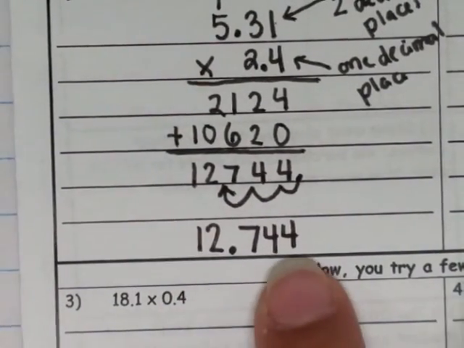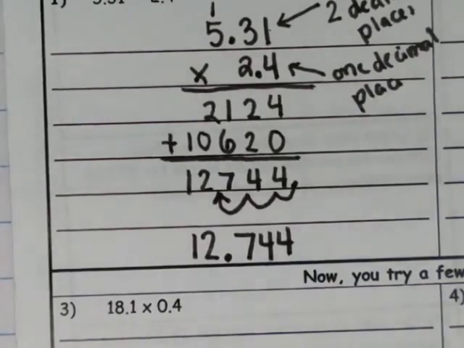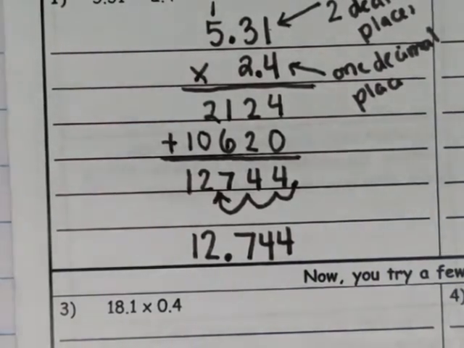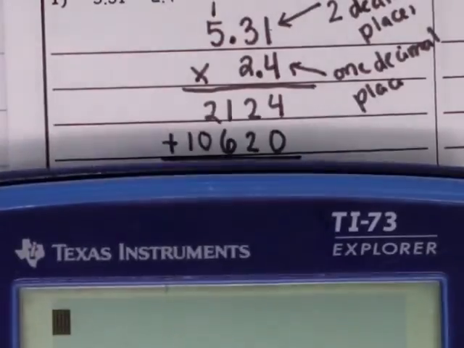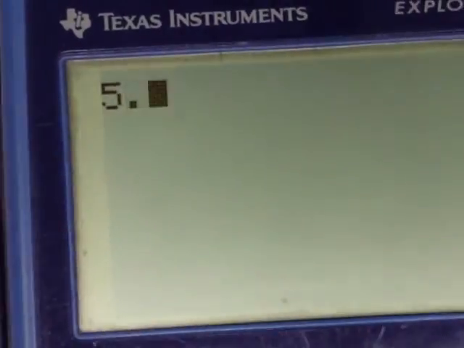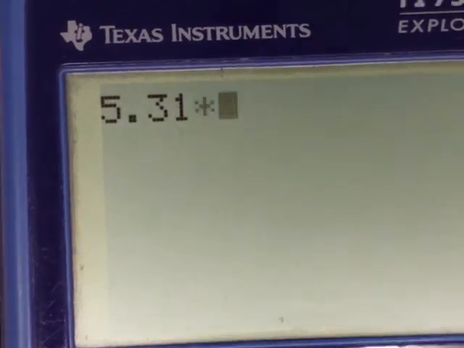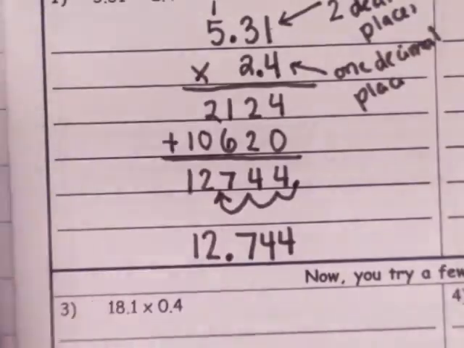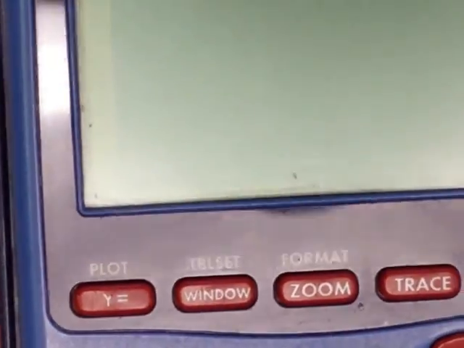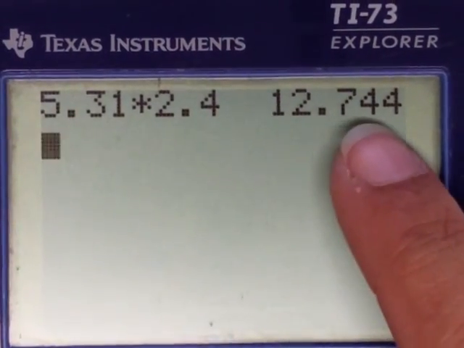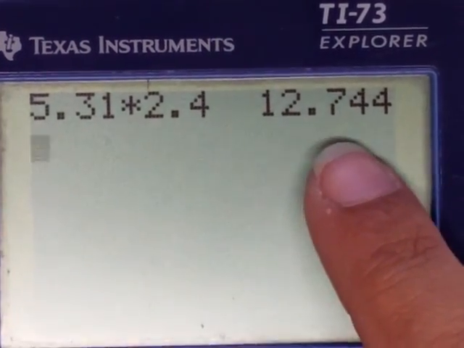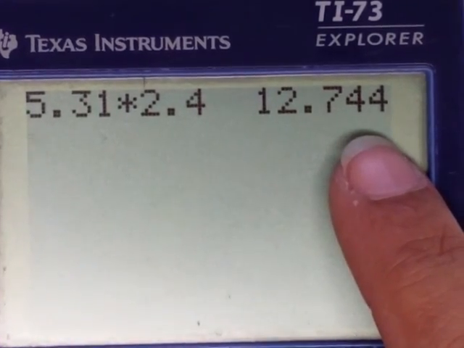Okay, and that answer looks way better. I'm going to prove it in the calculator so we could see if we're correct. So we have 5.31, so 5 and 31 hundredths, times 2.4, or 2 and 4 tenths. And look, we get 12.744, or 12 and 744 thousandths.